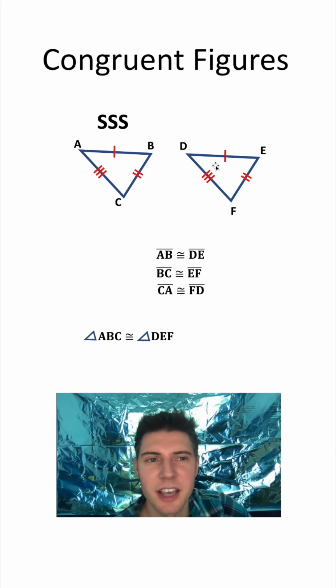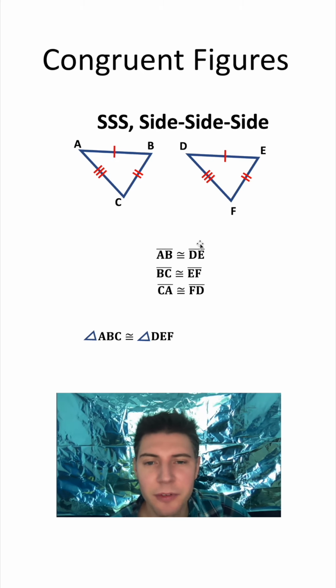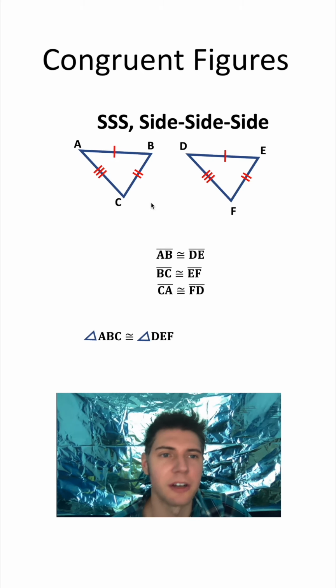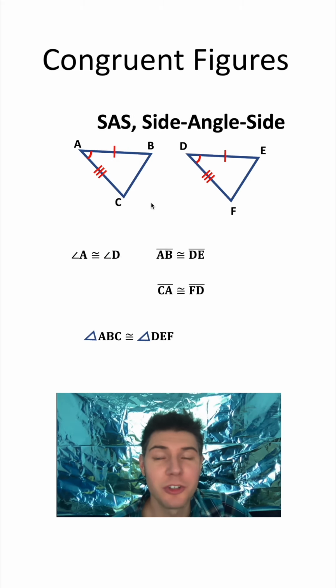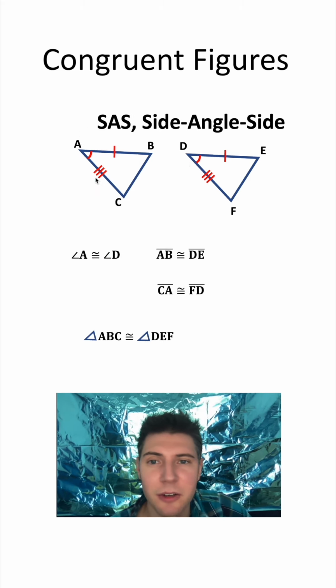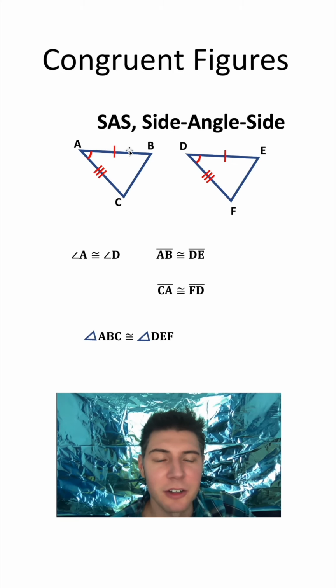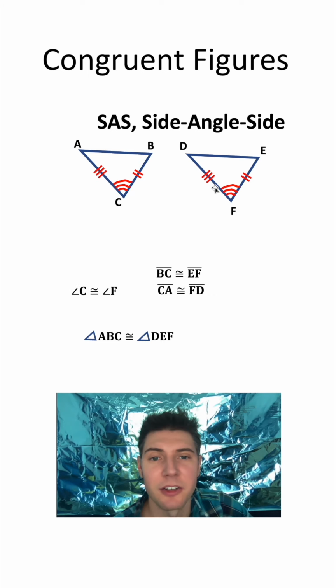We call this SSS, or side, side, side. If we have corresponding sides of the two triangles, we know the two triangles are congruent. We can also do that with side, angle, side. So if we know that this angle corresponds to this angle and the two sides on either side of that angle are congruent, we know these two triangles are congruent. And that works for this side angle side and also this side angle side. If we have this information, it's enough that we know the two triangles are congruent.